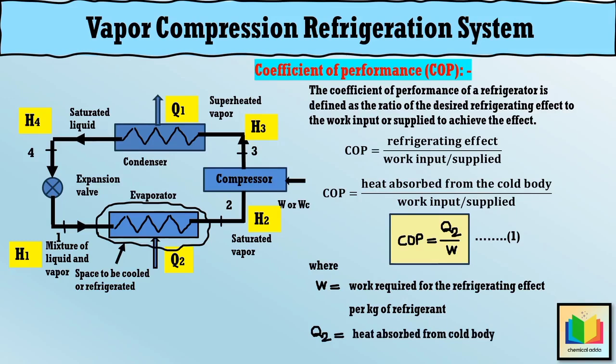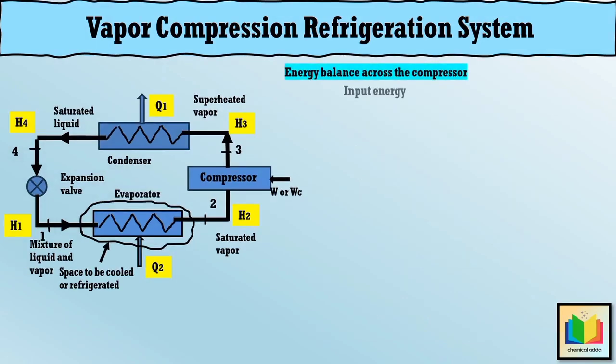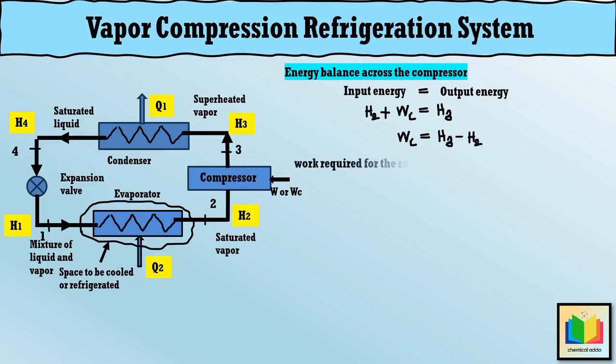Hence, to find out Q2 and W, we should take the energy balance across the compressor and evaporator. So, across the compressor we can take energy balance as the input energy is equal to the output energy. So, from the diagram we can write H2 plus WC is equal to H3. From this equation, we get WC. WC is equal to H3 minus H2. Hence we get the work required for the refrigerating effect per kilogram of refrigerant as W, which is equal to WC, is equal to H3 minus H2.